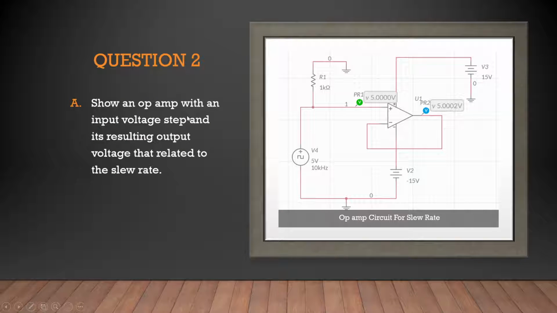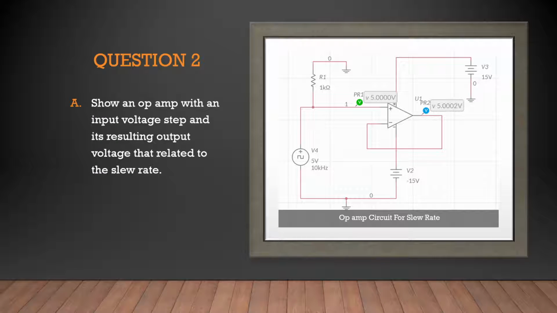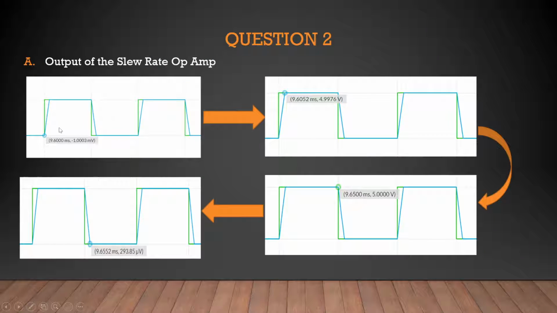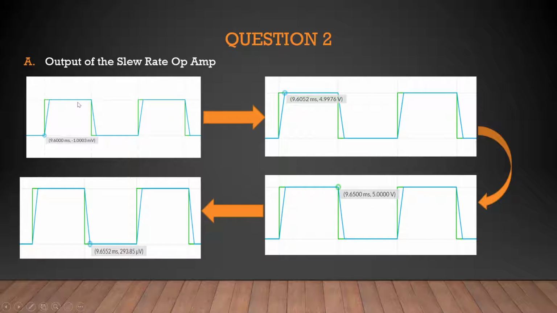Question 2: show an operational amplifier with input voltage step and the output. This is the operational amplifier circuit for slew rate that I created. This is the voltage step. It's a negative feedback operational amplifier. This is the output slew rate of the circuit. Since the circuit does not have an RF, it should not have any gain. So the maximum will also be 5 volts, like the input.